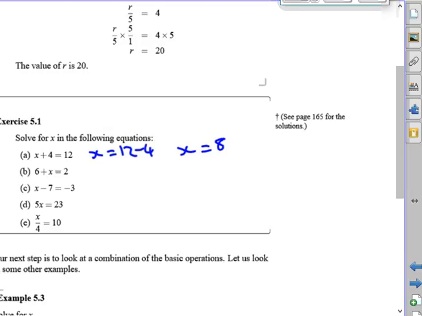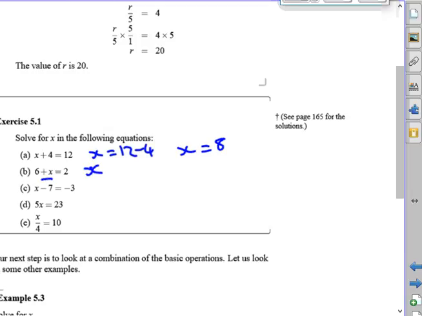6 plus x equals 2. I want the x to stay where it is. Even though the x is coming second, I'm leaving it where it is. The 6 has to move. Now, if there's no sign in front of the 6, or no operation in front of the 6, because it's right at the beginning, it is positive.